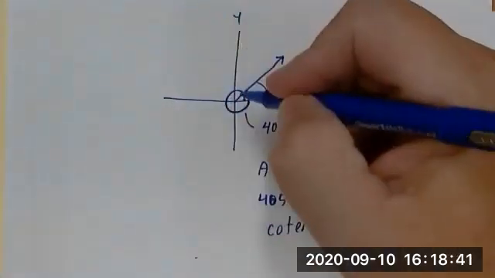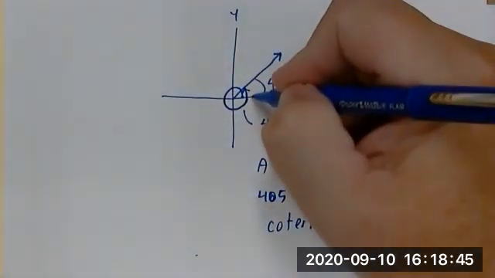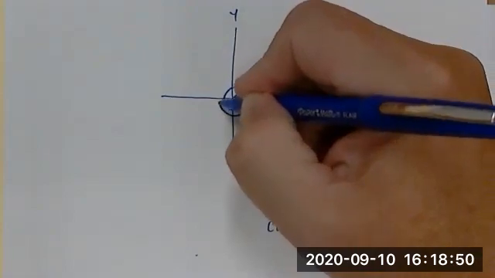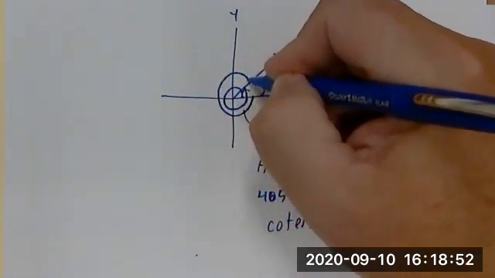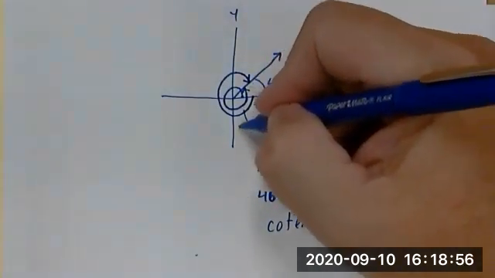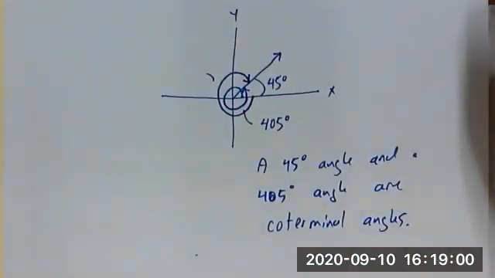Just for fun, we've learned about negative angles, right? What if I start here and I end up having a negative angle, and I start here at my x-axis and I go all the way around to here? What angle would that be?